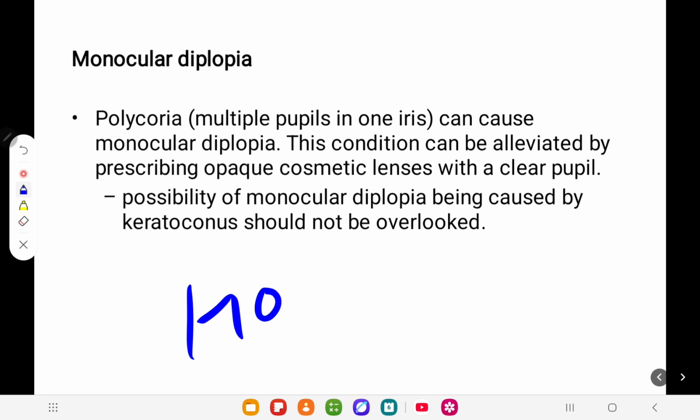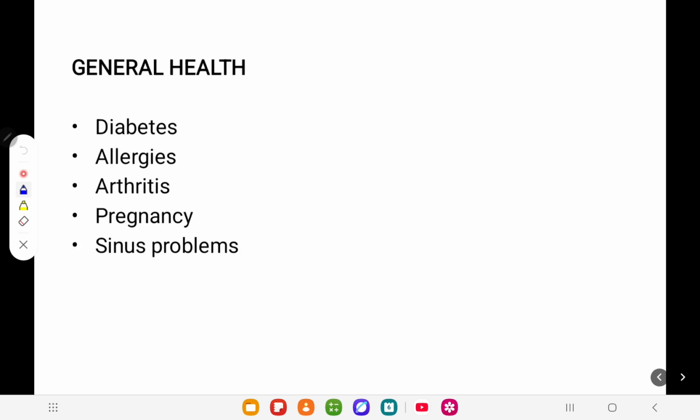Yes, high order aberration in keratoconus can give diplopia and polyopia. Yes, sometimes. So general health is also important. We have to take care whether the patient is diabetic or not, whether the patient has allergy, has arthritis, is pregnant, or has a sinus problem. These all things should be considered before fitting contact lens.